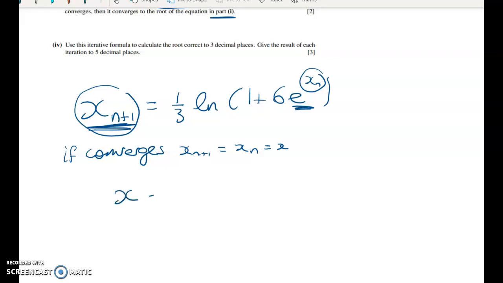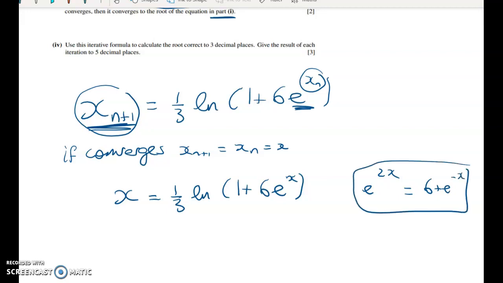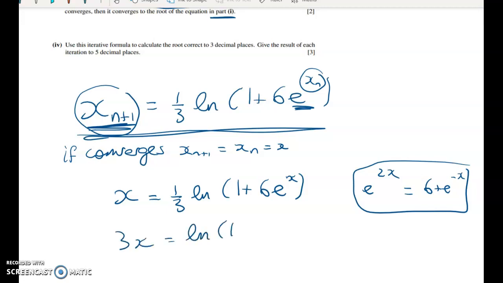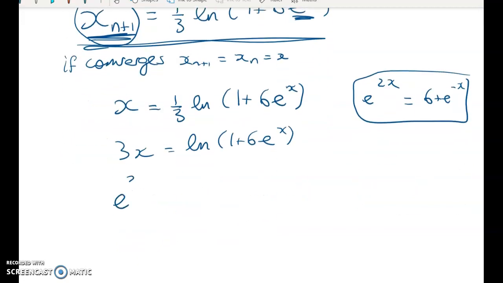So we're going to have x is equal to 1/3 times the natural log of 1 plus 6e to the x. And then what I've got to do is rearrange it and get back to this. So that's my goal in here. I want to get all the way back to there. And I'm showing that this formula is what will work for my iterations. So step 1 is that 3x is equal to this. Step 2 is to do e to the power of both sides. So I get e to the 3x is equal to 1 plus 6e to the x.